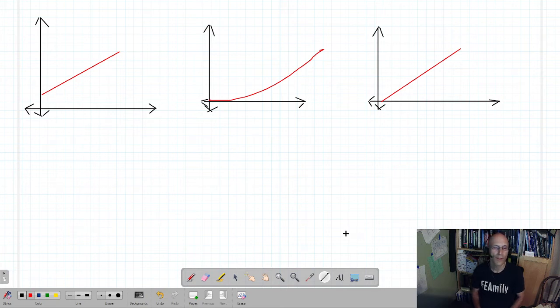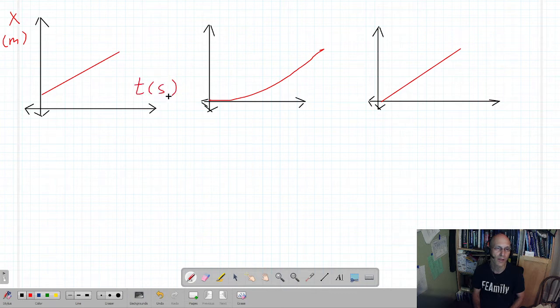Hi physics students. In this video I'm going to show you a little bit about how to write equations from data graphs. So I've drawn three graphs here and I'll explain what I'm thinking of by labeling the axes on the first graph.